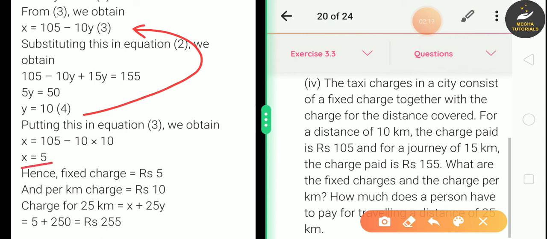So the fixed charge is rupees 5 and the charge per kilometer is rupees 10. So the charge for 25 kilometers will be x plus 25y. So 5 plus 25 into 10, that is 5 plus 250, which is equal to rupees 255. So this is the final answer.